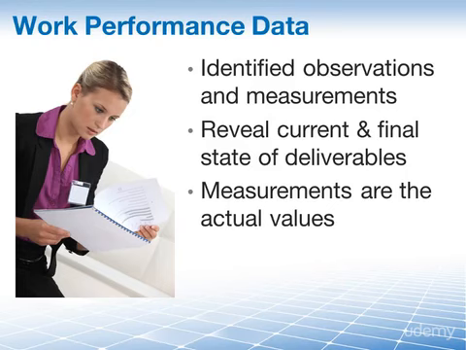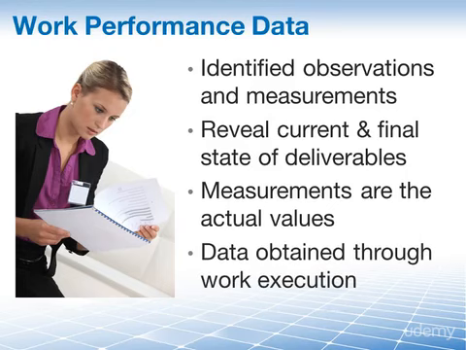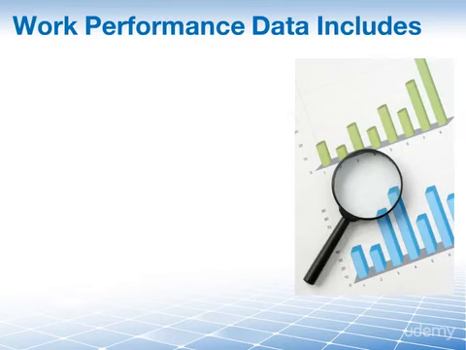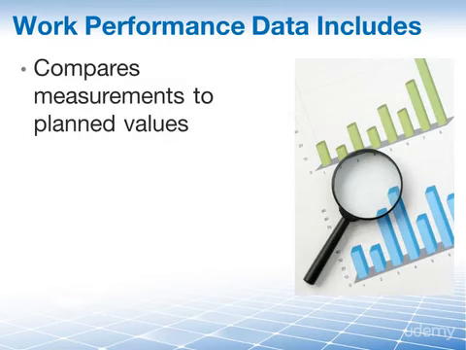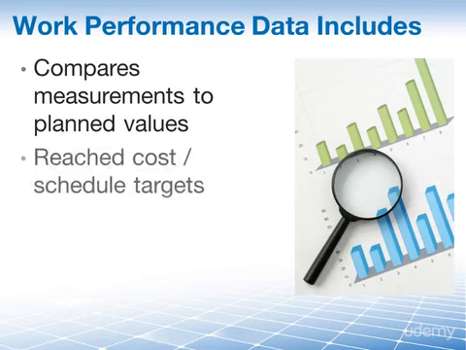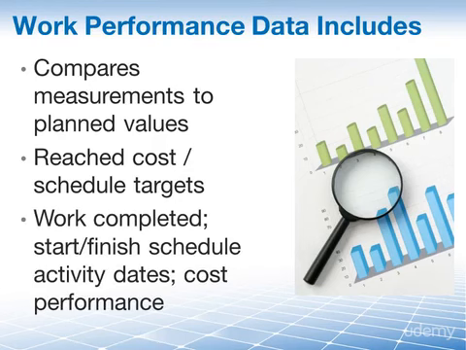Data is obtained through work execution and then forwarded to the controlling processes, in this case control quality, for additional analysis. Work performance data is used to compare measurements to planned values. And this is how you identify if you've reached your cost and schedule targets and if your deliverables are produced according to standards. Some examples of work performance data include planned versus actual, work completed, start and finish, schedule activity dates, or cost performance.